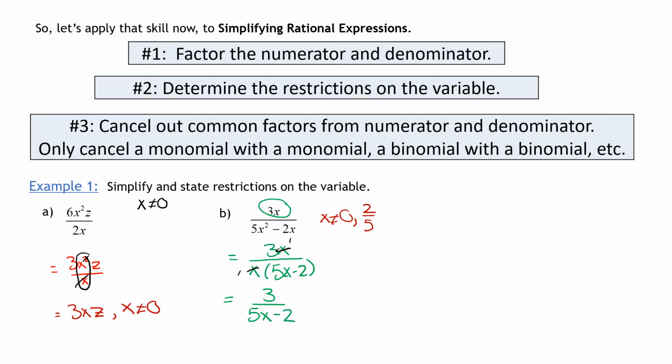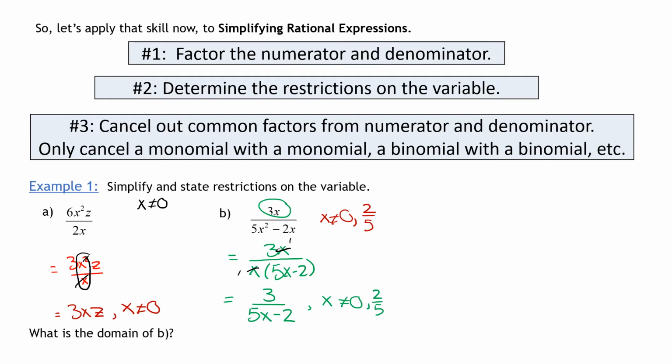Can we do any more canceling? No. Remember, the numerator is a monomial, and the denominator is a binomial, so you cannot cancel. So I'm just going to restate my restrictions, because they still exist. X still can't be 0, and it still can't be 2 over 5. And you could check those in your original question. You could sub in a 0 here. If you did sub in a 0, you would get 0 for the denominator. And if you subbed in 2 over 5, you would get 0 again.